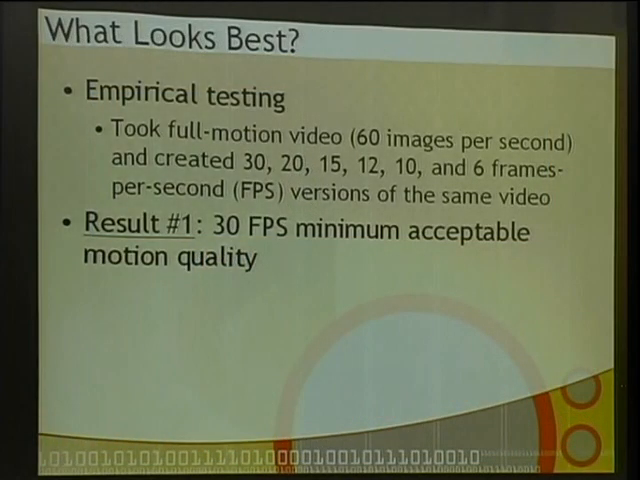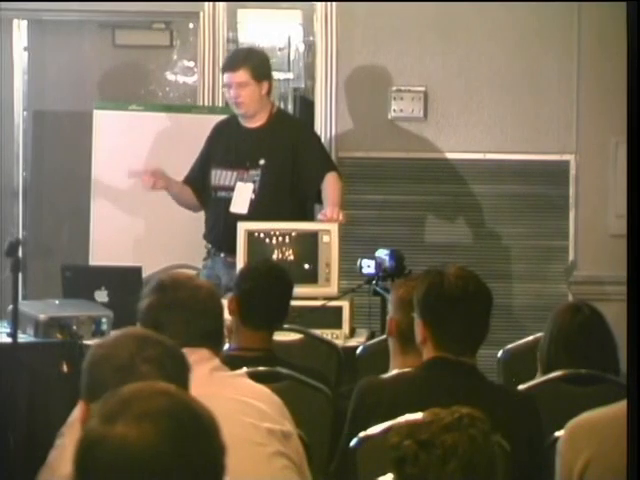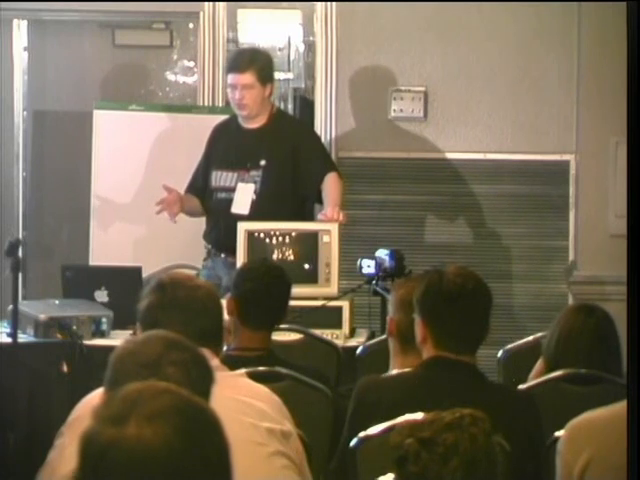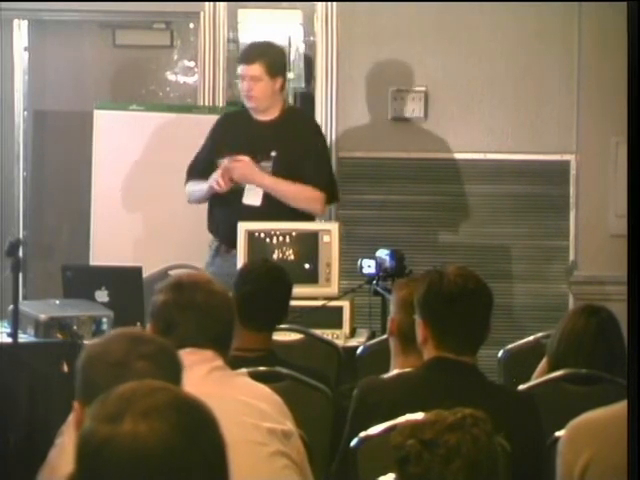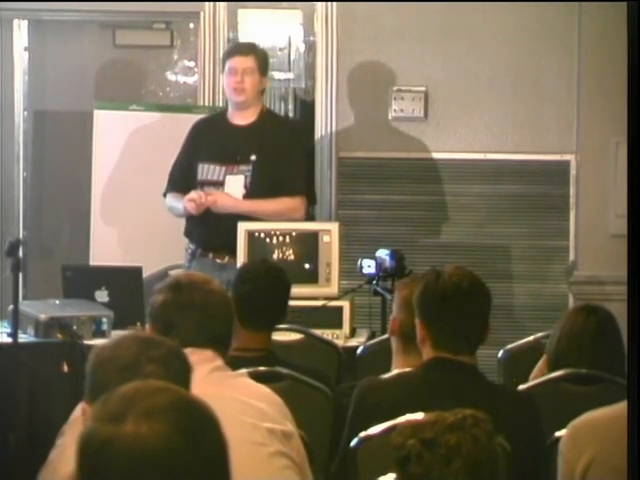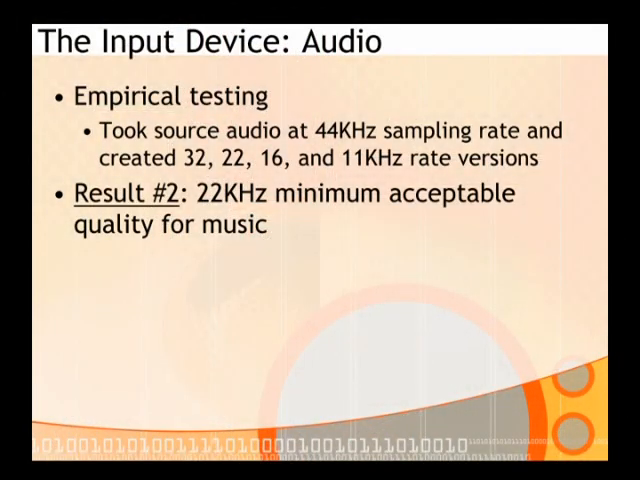So in trying to solve this problem, I started out with what looked best. I did some empirical testing and took full motion video, 60 images per second, not stuff you grab off of YouTube, because that maxes out at 30. I actually filmed stuff myself and converted it to 60, created integral divisions of that: 30, 20, 15, 12, etc. frames per second. Came up with 30 frames per second as the minimum acceptable quality to call it motion video. And then did the same thing for audio, and I came up with the result that 22 kilohertz is just about acceptable for something like music, and that's what you just heard.